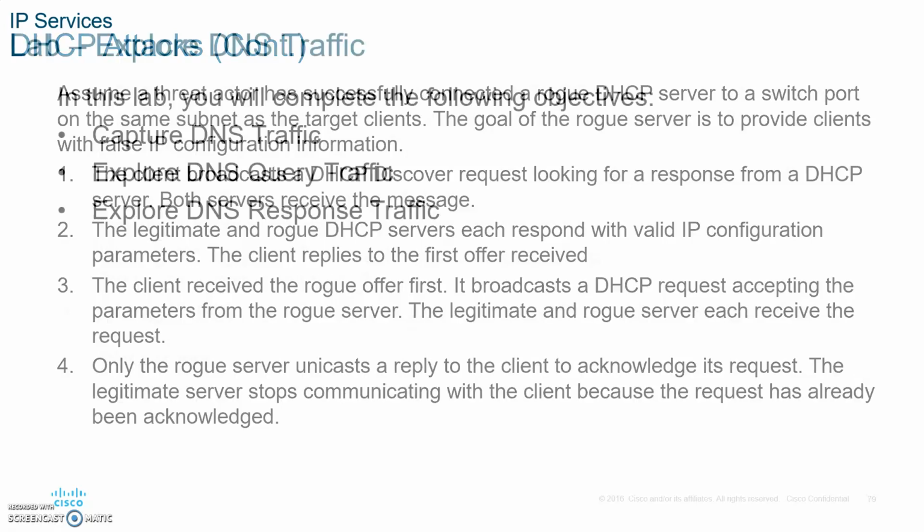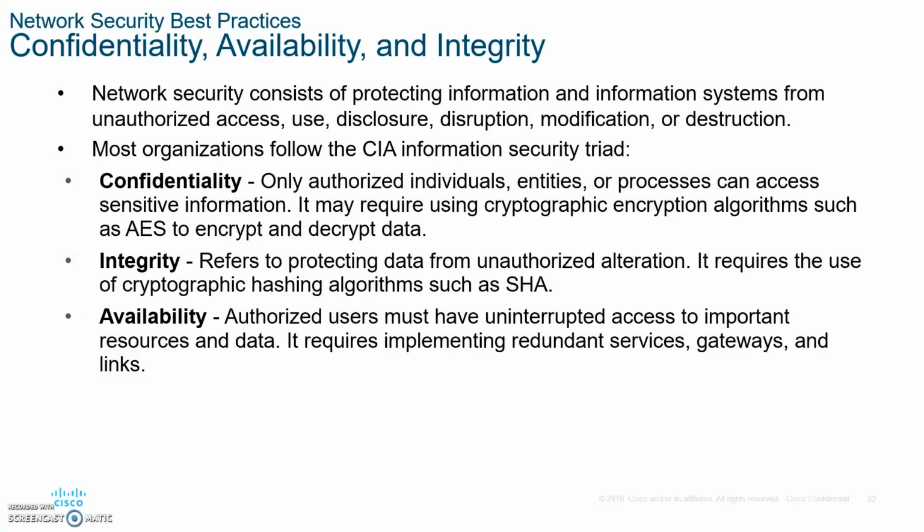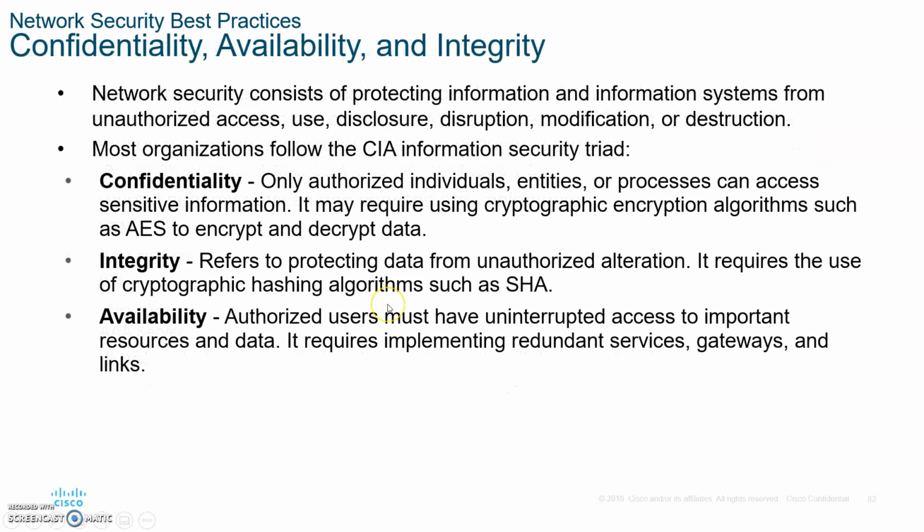So what you need to worry about is the CIA. Remember that? Please write those down. Confidentiality, availability, and integrity. The defense in depth approach includes, okay, well, before we get to that, I want to discuss the CIA first. Confidentiality, meaning only specific users, or authorized users, are allowed to see the data. And therefore, to protect the confidentiality, the data must be encrypted.